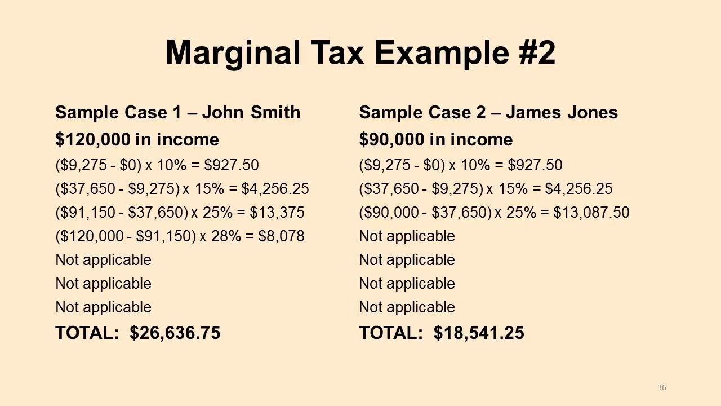what, $52,350 times 25% comes up to $13,087.50. James Jones did not have any earning falling into the 28% bracket, or the 33% bracket, or the 35% bracket, or the 36% bracket. So James Jones' total tax obligation was $18,541.25. And his tax obligation is less than John Smith because he earned less than John Smith.